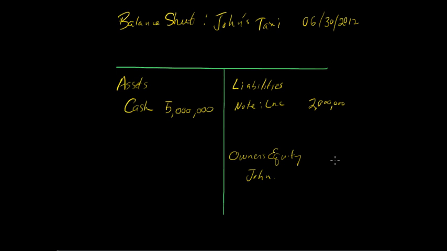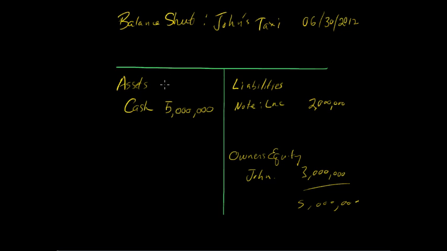And we still have John and the 3 million that he invested originally in the business. So there's two sides balance. We have 5 million on this side, and on this side we have 2 million plus 3 million, also totaling 5 million.